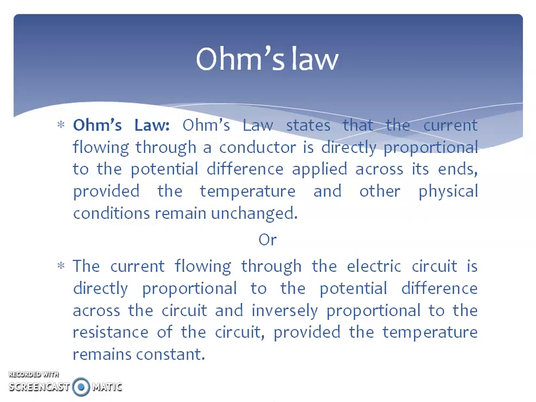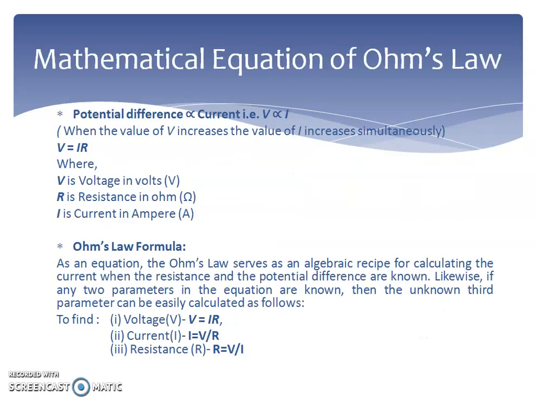What is resistance? Resistance is basically the obstruction offered in the path of current. So, this is the basic principle related to Ohm's law. And the mathematical equation of Ohm's law is V is equal to IR. That is, potential difference is directly proportional to current. V is directly proportional to I. And what is R? R is the proportionality constant, and in terms of electricity, R is the resistance.